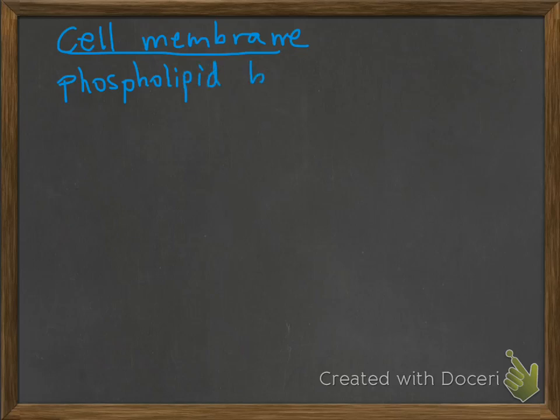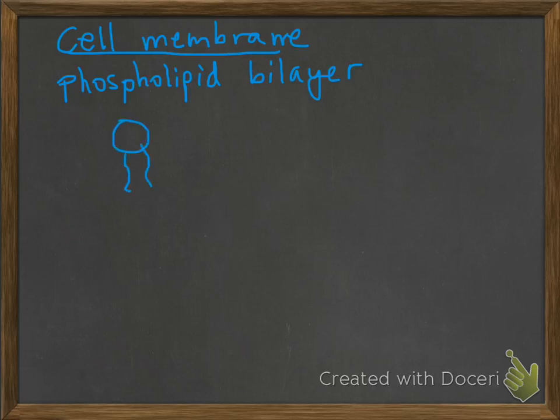Let's do cell membrane a little bit. And so what we talked about in cell membrane was mostly what it's made up of and how it transports materials. So first of all, know that it's a phospholipid bilayer. And the reason it's called that is because it's composed of a bunch of phospholipids.